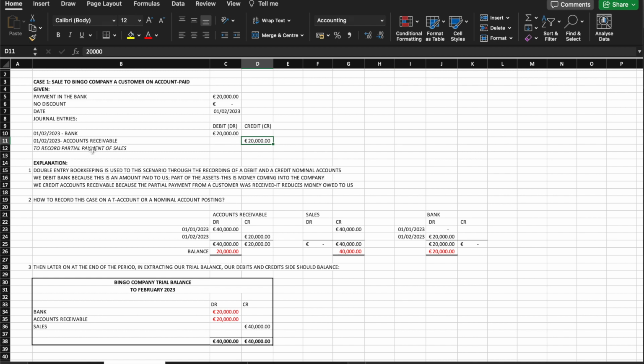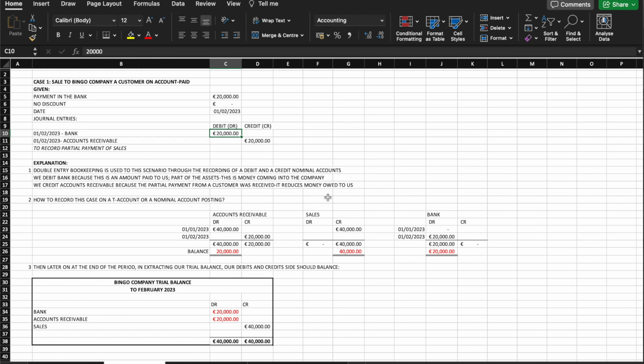on why we have to do this journal entry? So of course, double entry bookkeeping is used in this scenario through the recording of a debit and a credit to nominal accounts. So we debit bank because this is an amount paid to us, part of the assets. This is money coming into the company or already in the company. So it's an asset, 20,000. We credit accounts receivable because the partial payment from a customer was received. It reduces money owed to us.